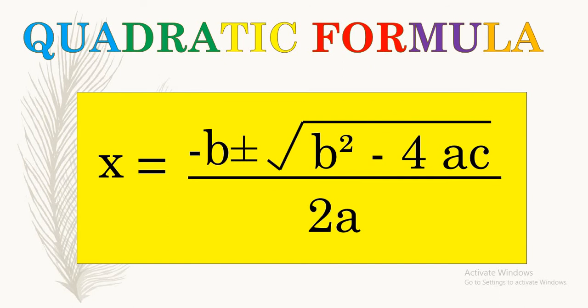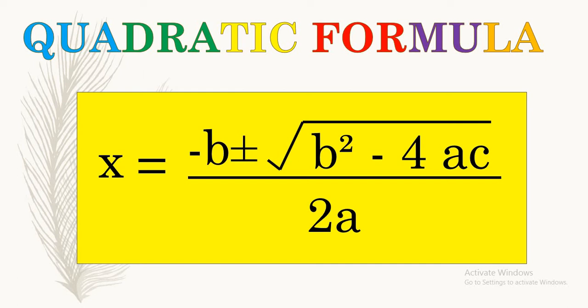Okay, let's go on now to the quadratic formula, which is x is equal to negative b plus or minus square root of b squared minus 4ac all over 2a. Now, for you to easily remember the formula, I'm going to sing it for you in the tune of Jingle Bells. Okay, so be ready because I am ready.